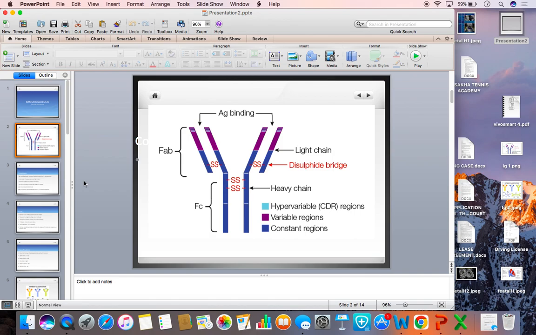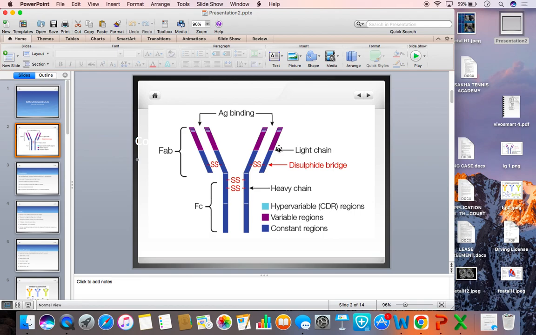Immunoglobulin is a glycoprotein. It has got the shape of Y. It has got a pair of heavy chains. You can see this. A pair of light chains. Because heavy chain has got double the molecular weight when compared to the light chain. The molecular weight of the light chain is 25,000. That of the heavy chain is 50,000.